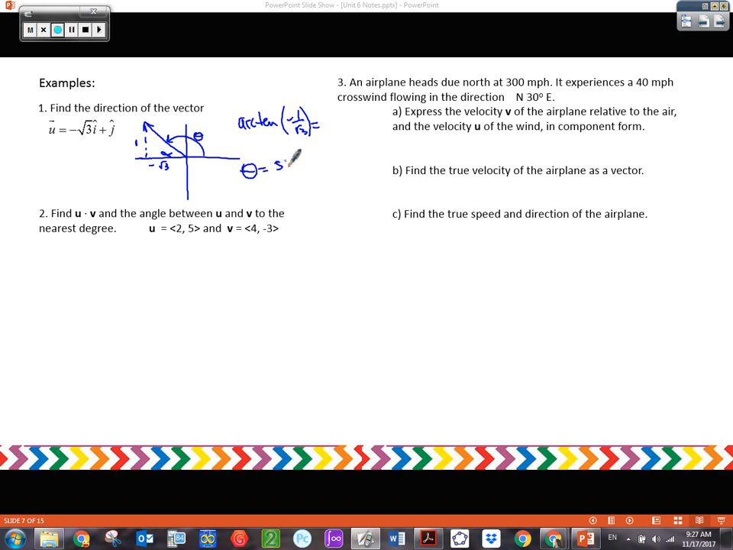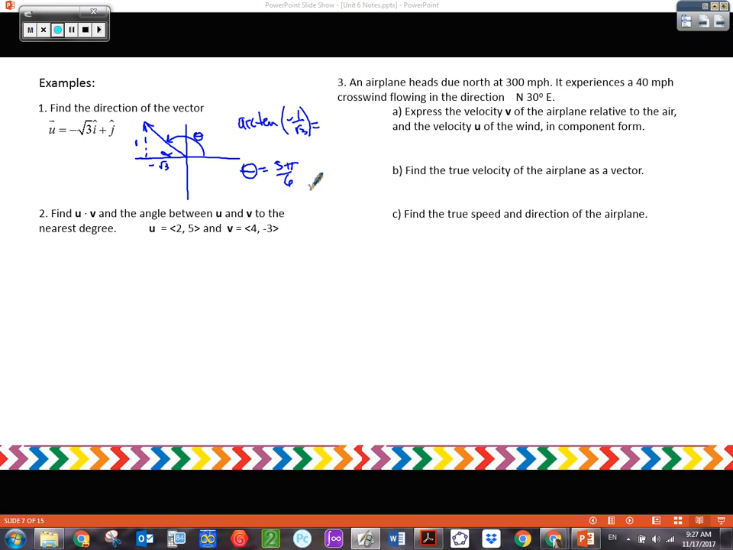that would be 5 pi over 6. Right? That would be the location of that angle, 5 pi over 6. If we wanted to do degrees, that would be at 150 degrees, right? So it doesn't specify, so you get to pick. Okay? So that's just a direction, finding the direction of the vector. Are we okay with that?